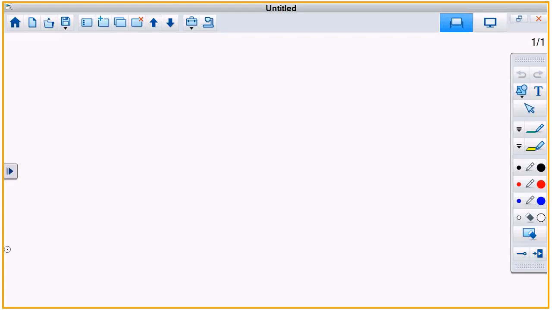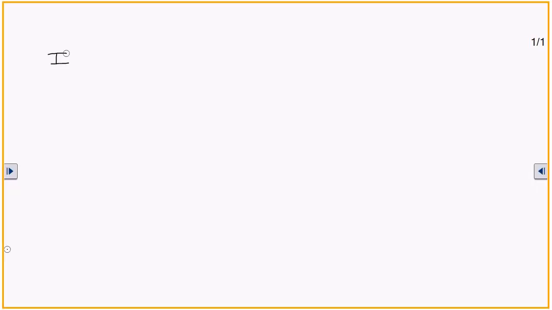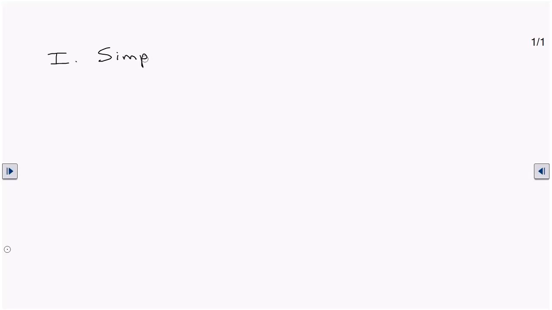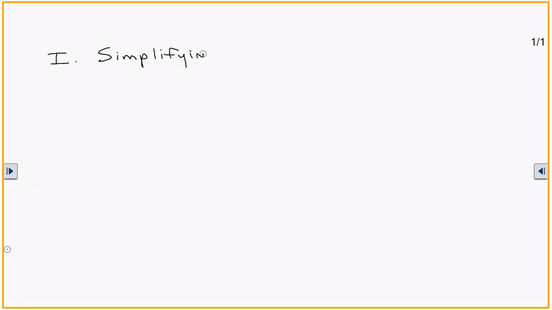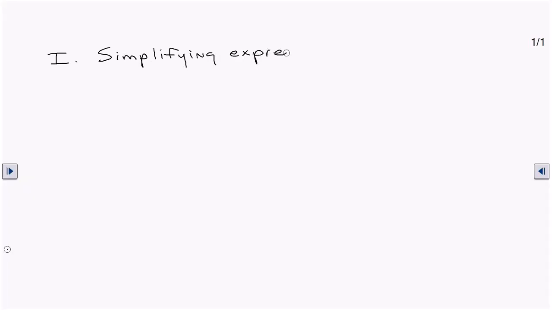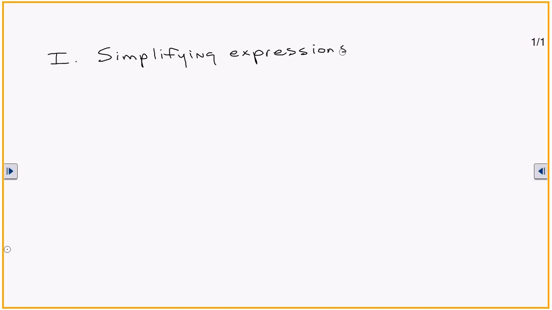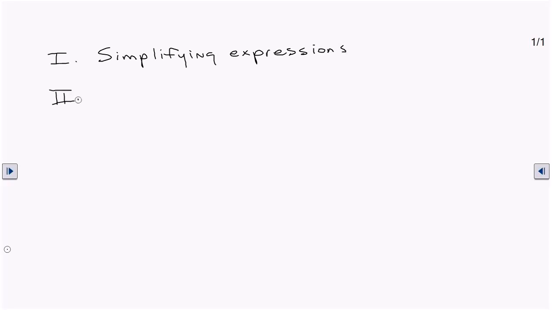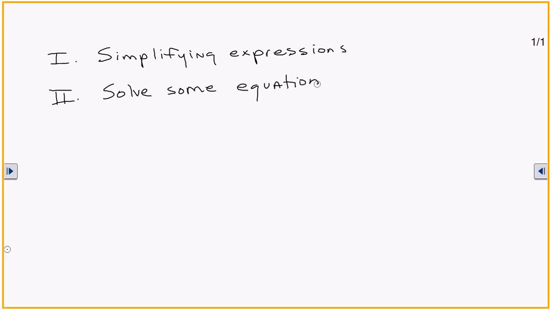Today we're going to do some simplifying expressions. We're going to solve some equations. Now, with the solving equations, I'm not going to do a lot of properties because this is pre-algebra. We start getting into more properties with the Algebra 1 review, but we're going to do some basic solving equations.